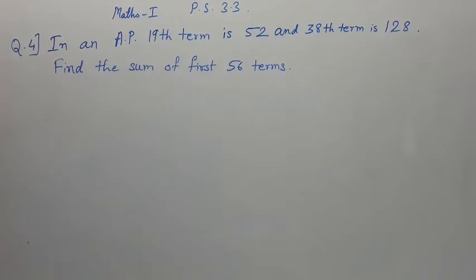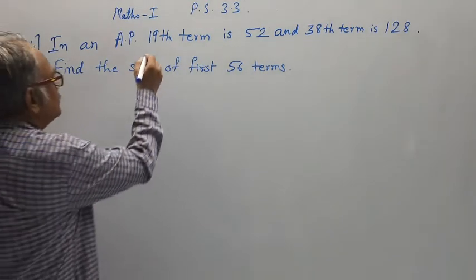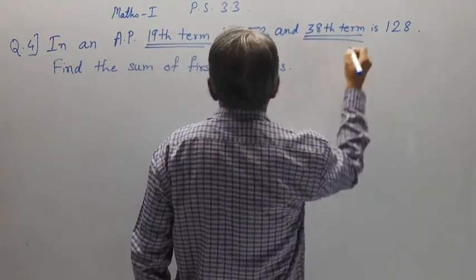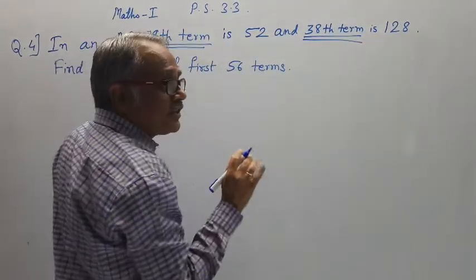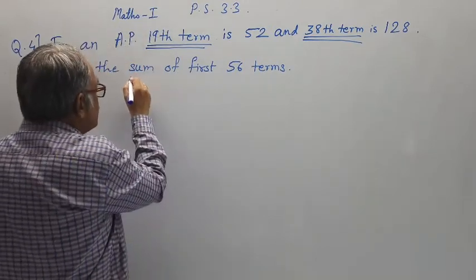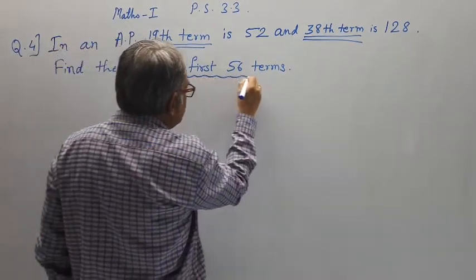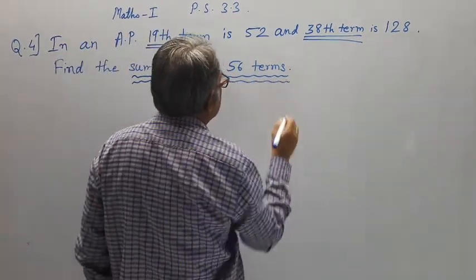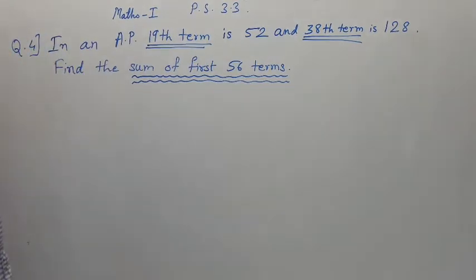Question number 4. In an AP, the 19th term, T19, and the 38th term are given. And the 56th term is not asked; the sum of 56 terms is asked. Then you might think it is a similar sum. Before this, we calculated with 2 terms given, then found A and D. But if we try that here, it will be very lengthy and difficult, because you will not get A and D in integers properly.